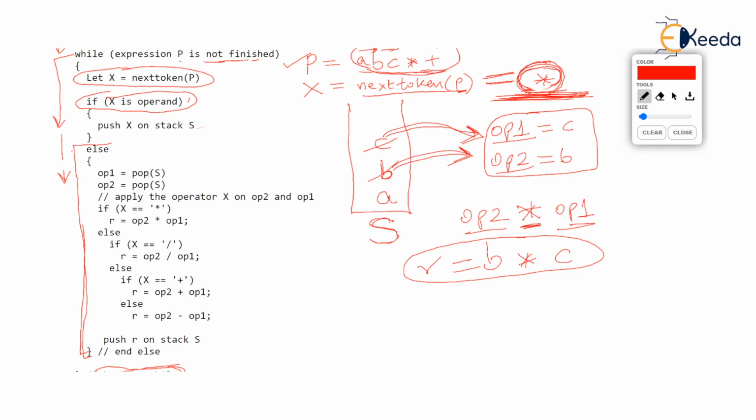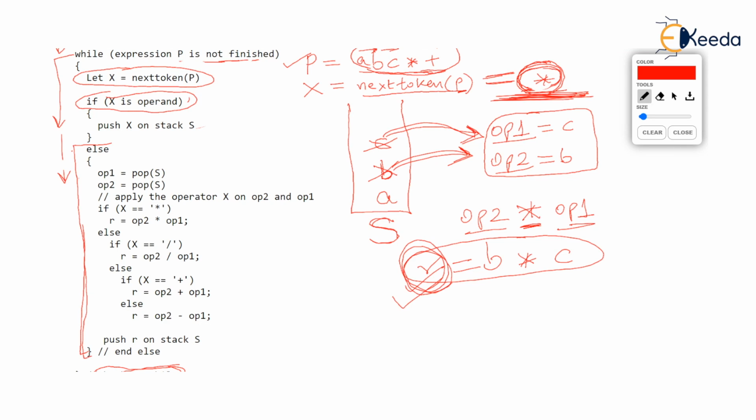So we have got C out of stack. We have got B out of stack. We calculated R. R is B into C. And now what to do with R? Yes, I'm sure you know this. This R should be again pushed on the stack. I hope you are understanding. So R once pushed on the stack, then R is nothing but the result of B into C. Partial expression has been solved.